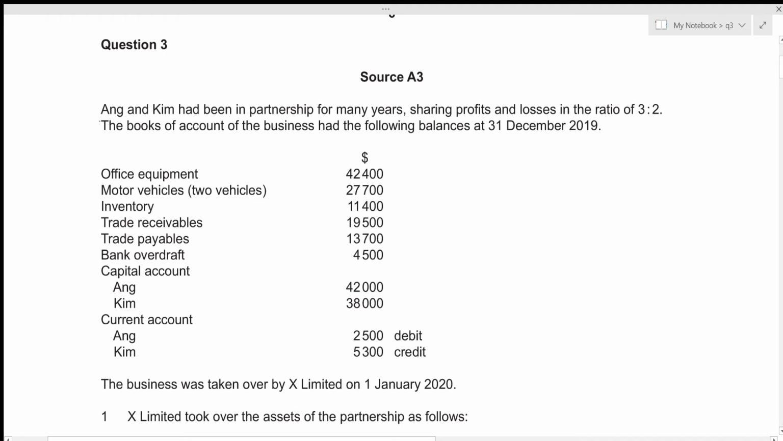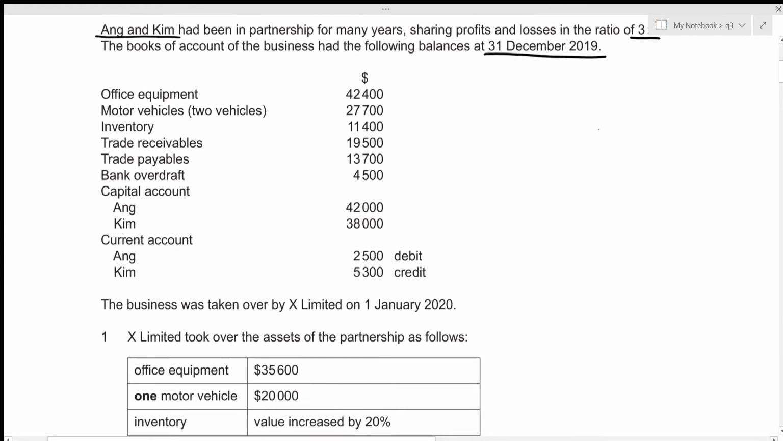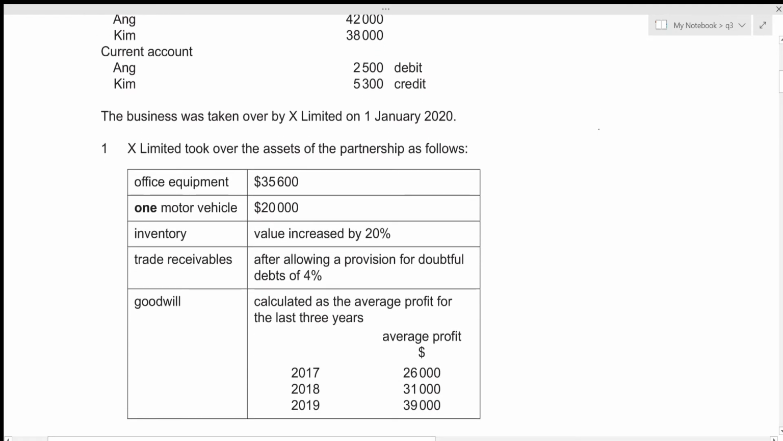Ang and Kim had been in a partnership for many years, sharing profits and losses in the ratio of 3:2. The books of accounts of the business had the following balances at 31st December 2019. Alright, let's have a look at the information given below. The business was taken over by X Limited on 1st January 2020, and we are given the conditions on which X Limited took over the assets of the partnership.